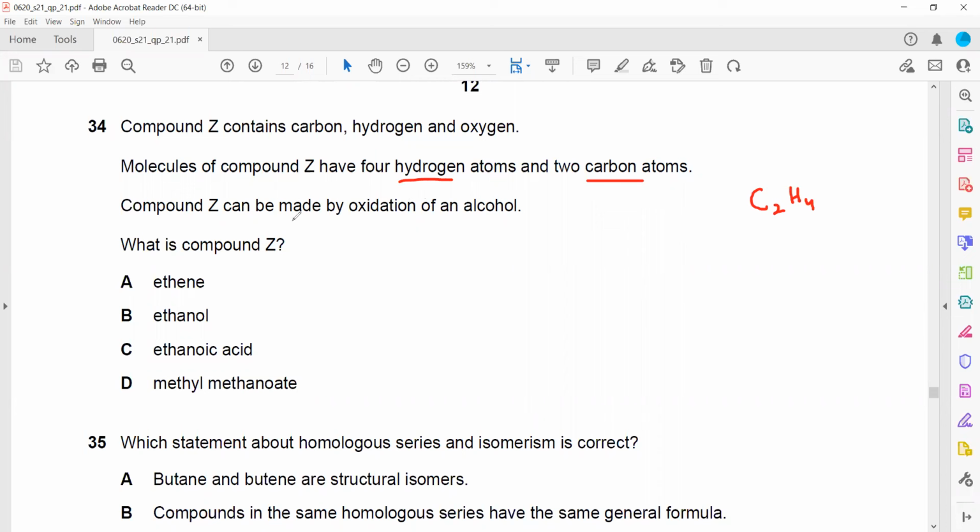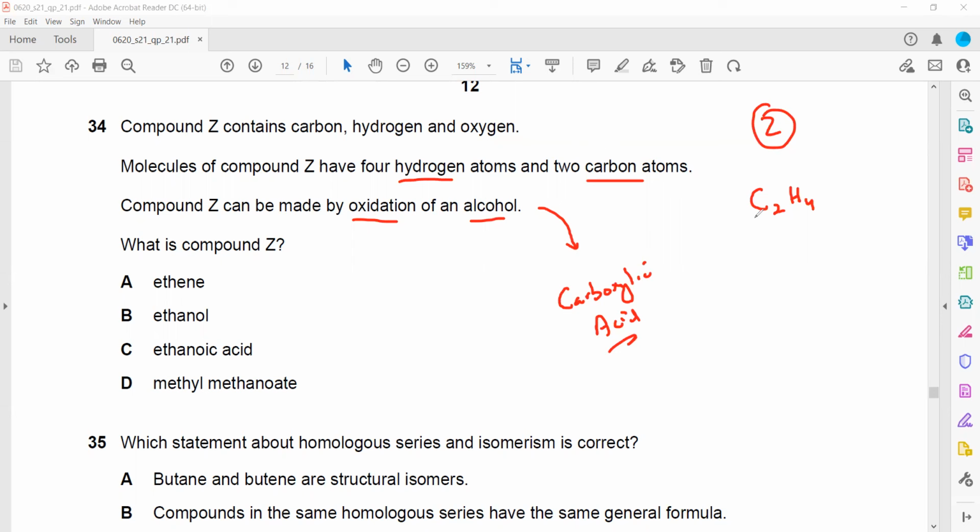And compound Z, how can we prepare this compound Z? It is made by oxidation of alcohol. When we do oxidation of alcohol, what does it produce? It produces carboxylic acid. So it means compound Z should be a carboxylic acid, because it is produced by oxidation of alcohol. Alcohol is oxidized to carboxylic acid.